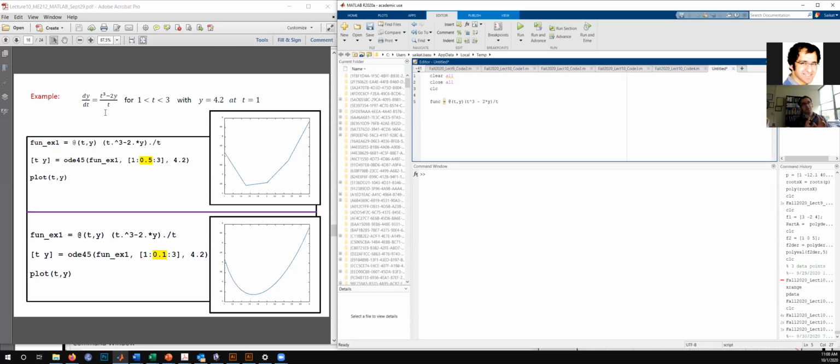Over here, we are trying to solve for y(t) over a certain range, so we need to use the dot parameter as well. So a dot, and another dot before the division operator.